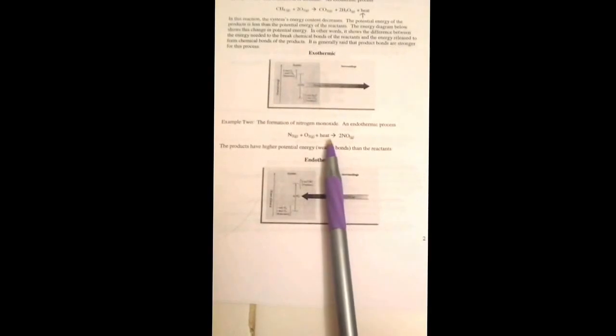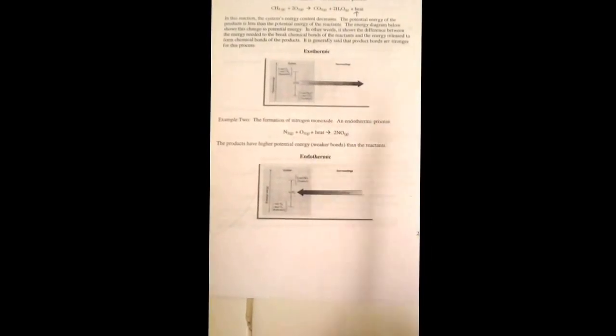Let's flip this around. How can you tell that this one's endo? Look at where the heat is. So let's underline here. Here's the heat. What do you think that means? Instead of reactants, arrow, products, heat, it's reactants, heat, arrow, products. So the heat is listed as a reactant. The products have a higher potential energy.